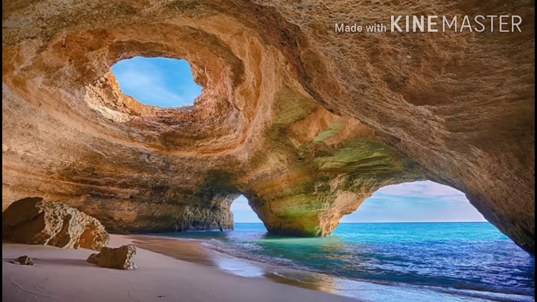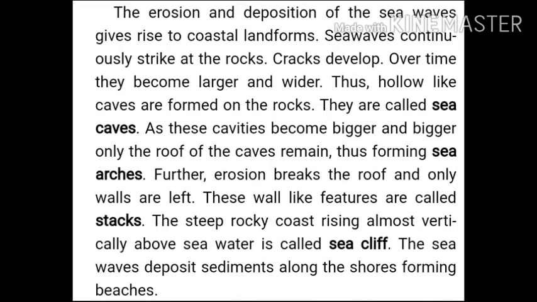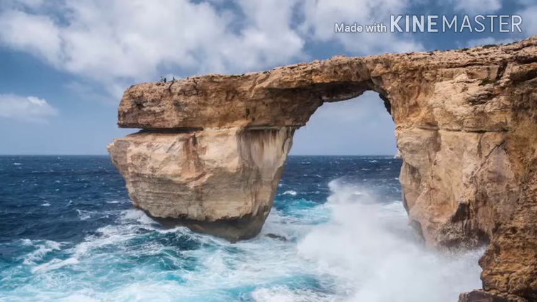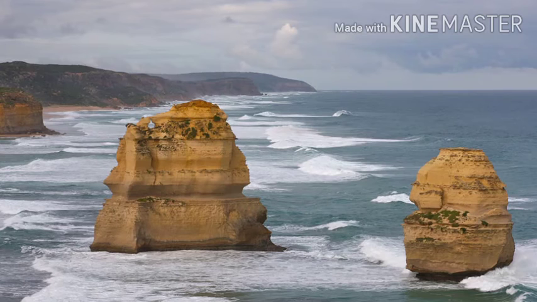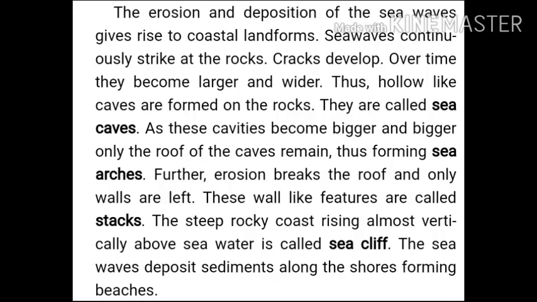A sea cave may develop at the base of cliffs which have been subjected to the action of waves over a long period of time. It is a cylindrical tunnel which extends into a cliff. Sea arches. When waves erode sea caves, they get larger and larger till only their roofs remain. Such features are called sea arches. Stacks. When the arch breaks down, the rock column that remains is called the stack.